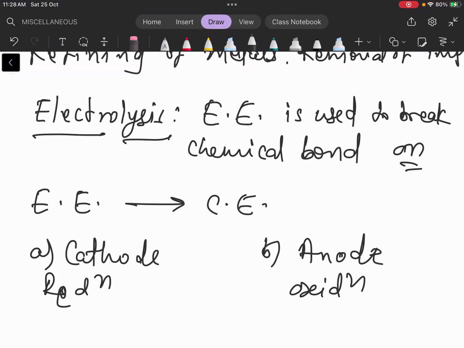Oxidation takes place, right? So both reduction and oxidation are essential. By oxidation, one can remove impurities. By reduction, one can get a pure metal, and thus refining can be achieved. And this is the end of the second topic, metals and non-metals. Okay, we'll stop here. Thanks a lot.